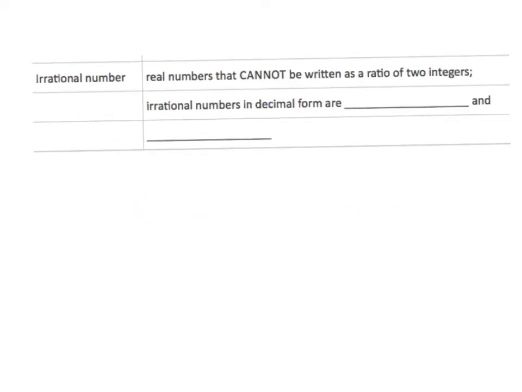Then we get to the other side of the box, irrational numbers. Irrational numbers are real numbers that cannot be written as a ratio of two integers. It cannot be written as a fraction. In decimal form, they are non-terminating, meaning they're never going to stop. And they're also non-repeating, meaning that even though it keeps on going, it does not repeat.